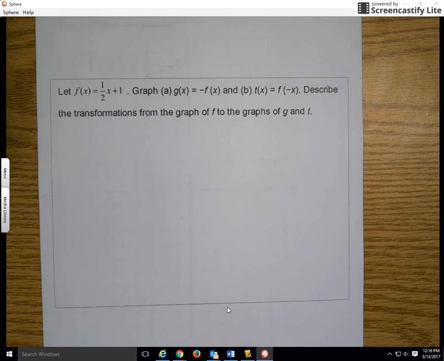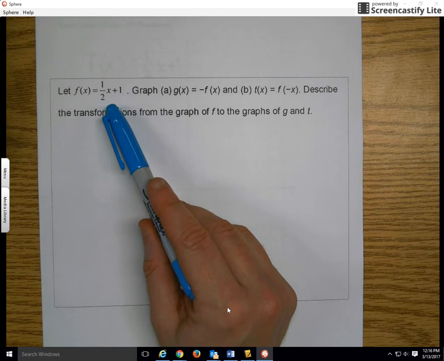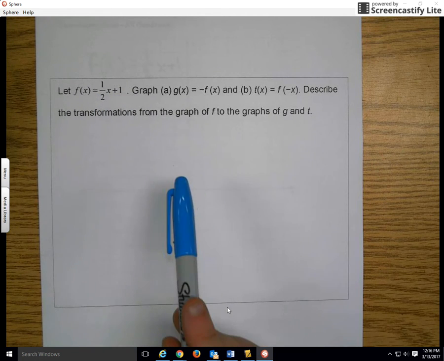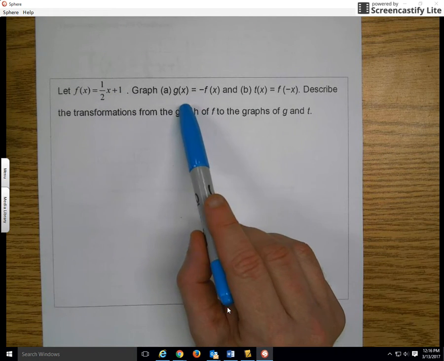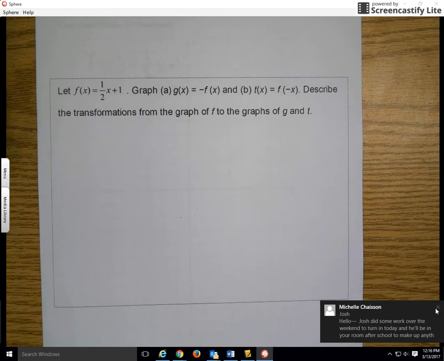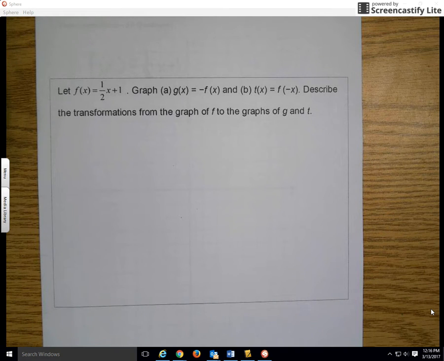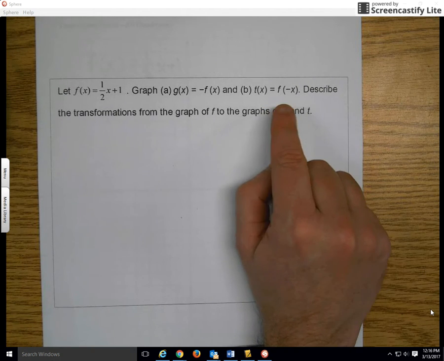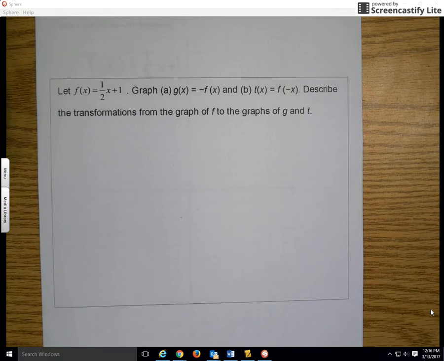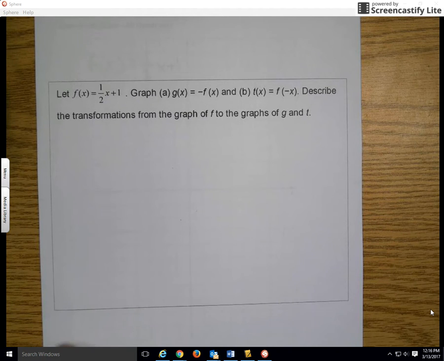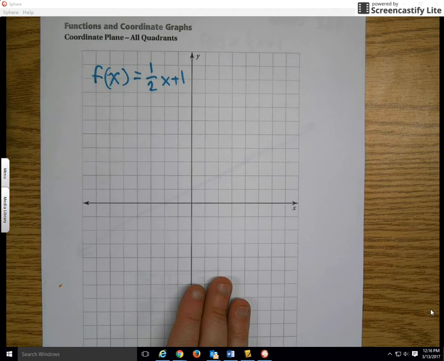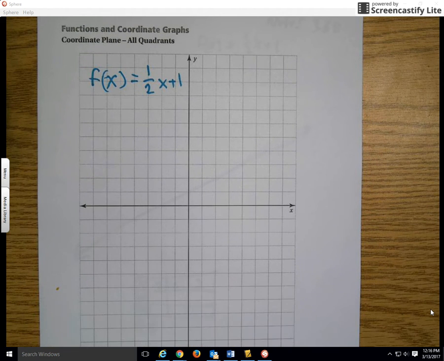So the question says, let f of x equal half x plus 1. Remember, it's the same thing as y equals mx plus b. And then it wants you to make this transformation. It says, let g of x be a negative f of x. So we'll go ahead and do that. Sorry for the email message popping up. And then it also wants us to do another change, but this time it's changing inside the parentheses and making it negative. So basically two transformations are being made. And we have to describe it. Is it a reflection on the y-axis or the x-axis?